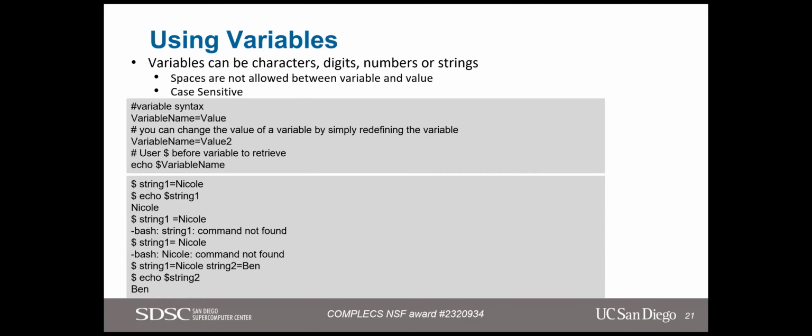On the second one, we change where the space is: equals space Nicole. In this case, string1 is equal to a space and then Nicole, and it doesn't know what to do with that. But as you can see lower down, you can put a space between assignments, so you can do a series of assigning variable names, and it will recognize all of them. If we assign string1 to Nicole, put a space, string2 to Ben, and we echo string2, we'll get the correct answer.